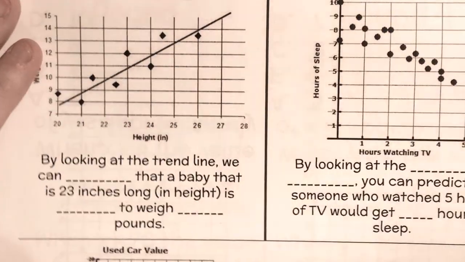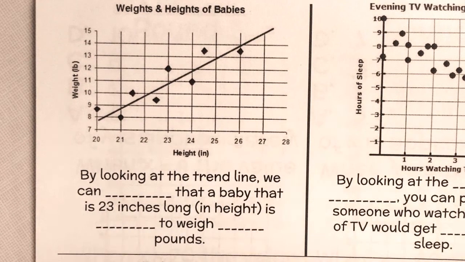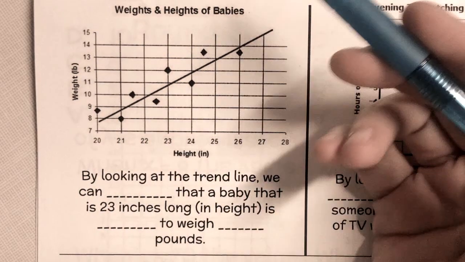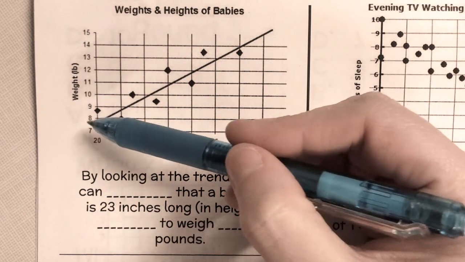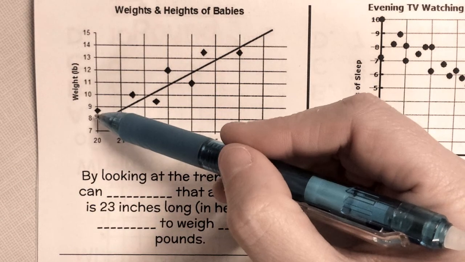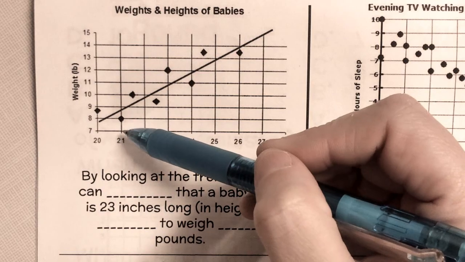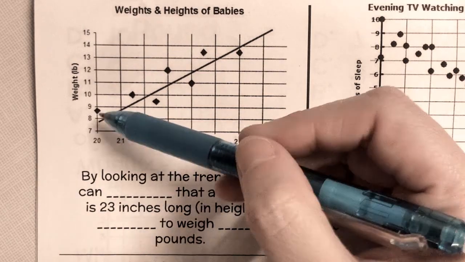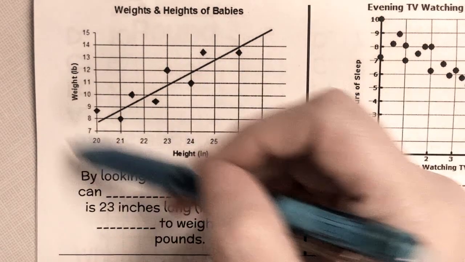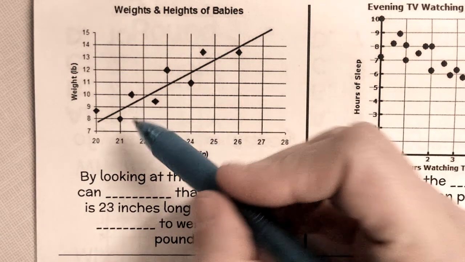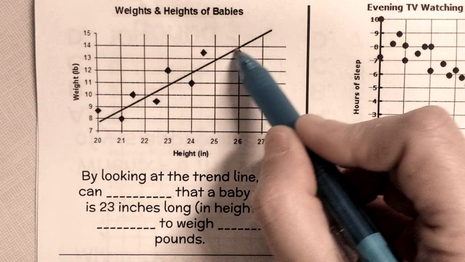So this first one here with the height and weight of babies already has a line through it. Okay, so they've plotted what did happen. So again, what this means is somebody had a baby that was 20 inches long and 8.5 pounds. Somebody had a baby that was 21 inches long and 8 pounds. That's what these dots mean. Somebody had babies that had this height and weight combination. So in general, it looks like this line.